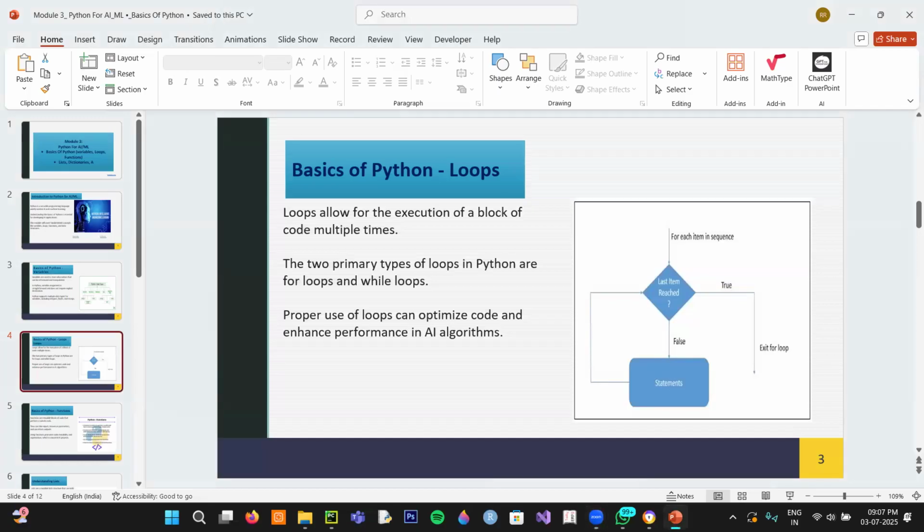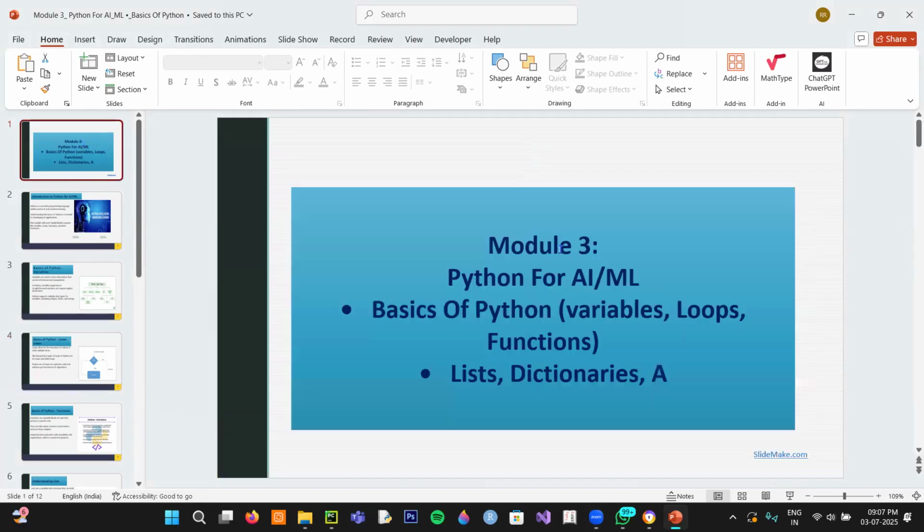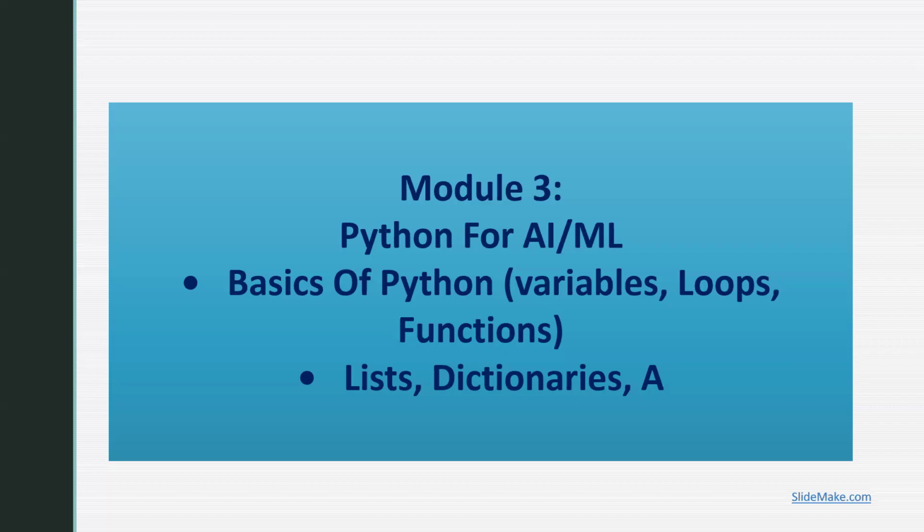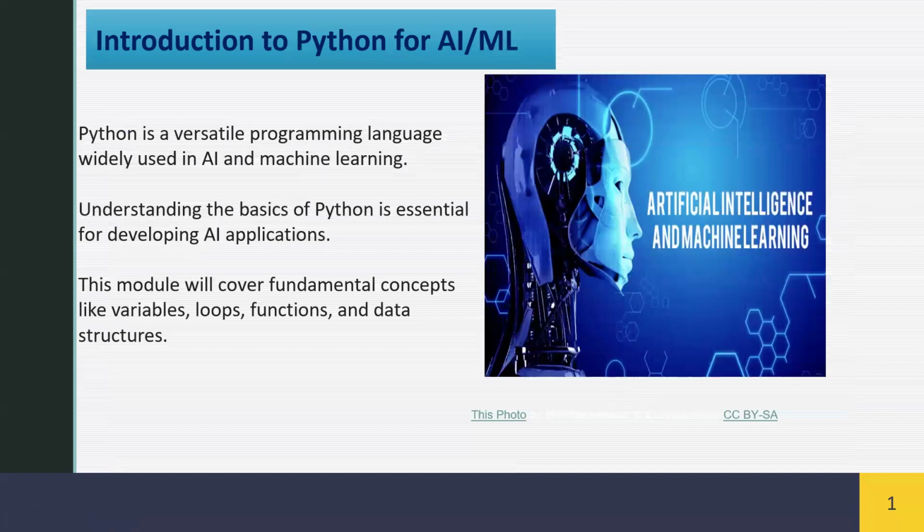Today in this class, I'm going to tell you about AI and ML. As you know very well, AI stands for Artificial Intelligence and ML stands for Machine Learning. All these are part of our coding. Here we are going to explain with the help of Python. I will tell you the basics of Python, like variables, loops, functions, lists, dictionaries and all these things that are connected with AI and ML.